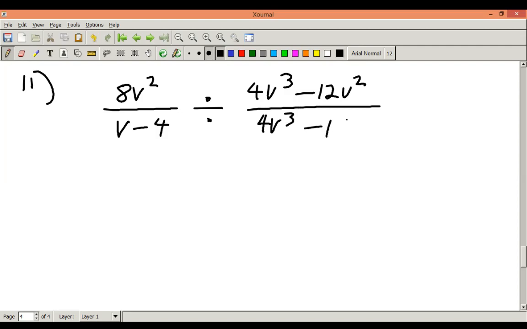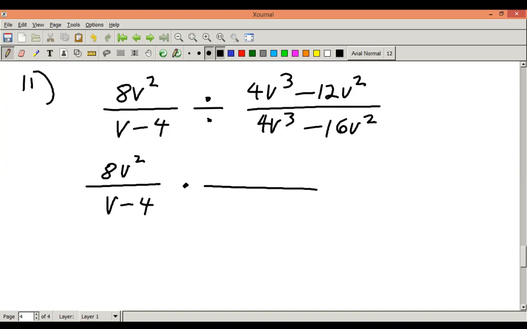Nobody should be tempted to cancel the 4v cubes or the v squareds in the 12 and the 16 like that. Remember, you can only cancel factors. Factors are things that are multiplied. Those are subtracted. Okay, so what we're going to do is recopy that first term. Remember, this is a division problem, so we're going to recopy that first term the way it is. Nothing factors there, so just recopy. Change division to multiplication.